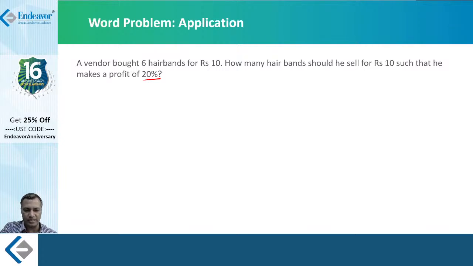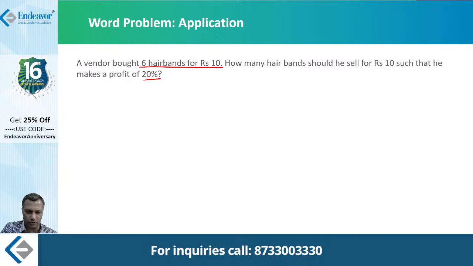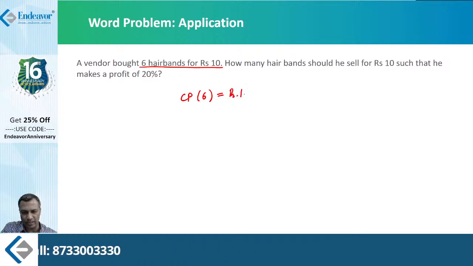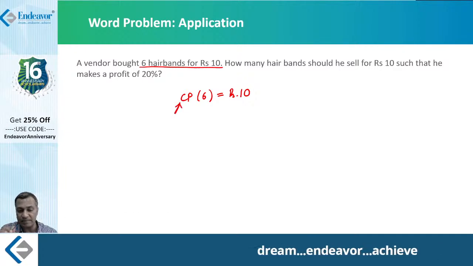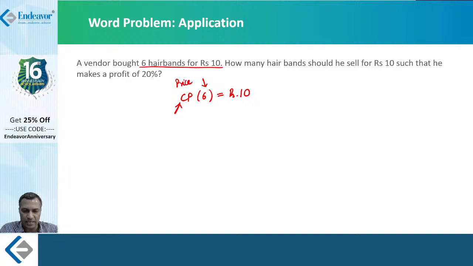Let's see what it is trying to say. Represent this thought. Cost price of 6 hairbands is equal to 10 rupees. This is what the author tried to say. What is CP here? CP is the cost price of each hairband. What is 6 here? Quantity. I'm writing this as a price and this as a quantity. Price into quantity is equal to amount. That is how you paid these 10 rupees.